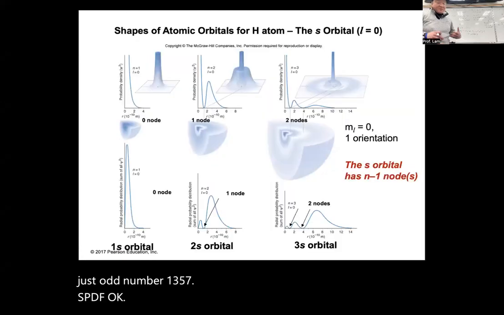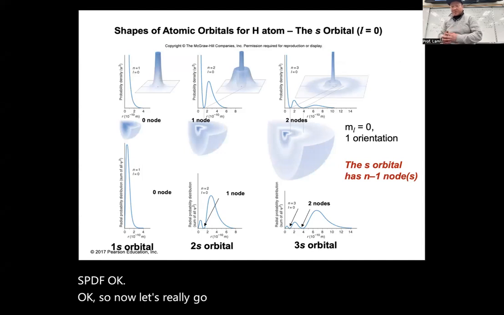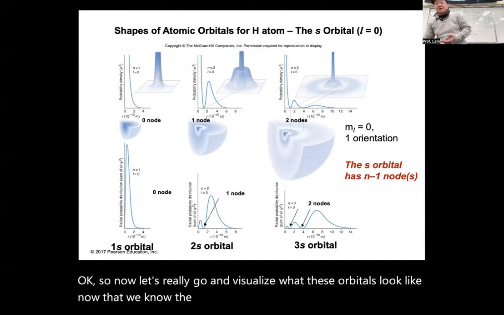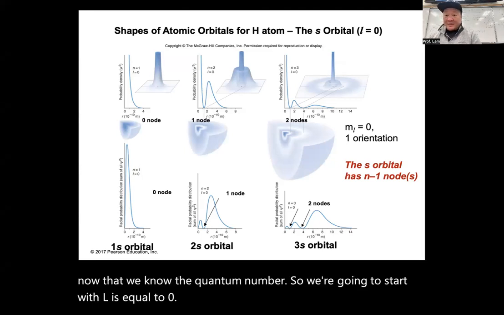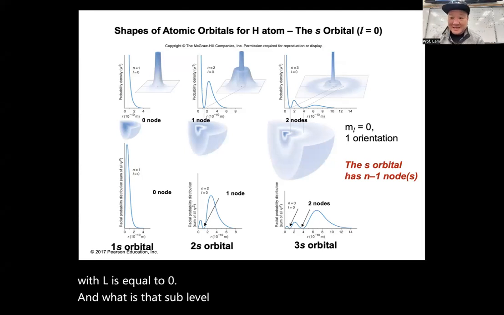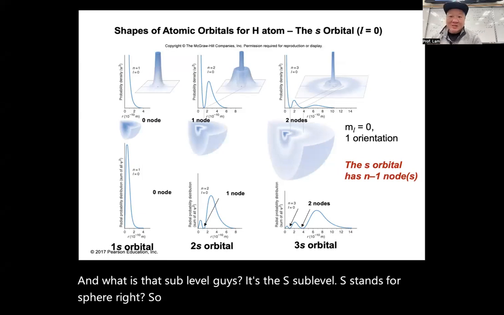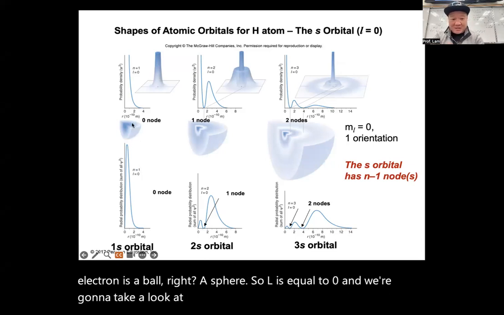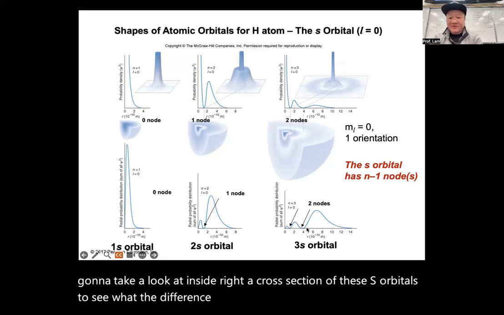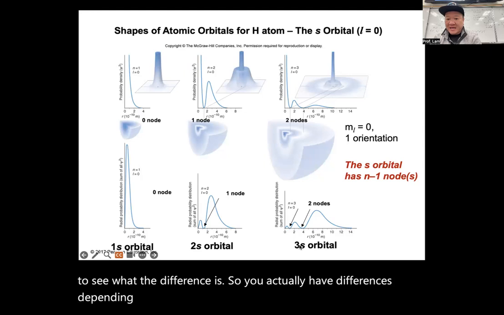Okay, so now let's really go and visualize what these orbitals look like now that we know the quantum numbers. So we're going to start with l equal to 0. And what is that sublevel, guys? It's the s sublevel. s stands for sphere, right? So the 3D region of space where you can find that electron is a ball, right? A sphere. So l is equal to 0. And we're going to take a look inside, a cross section of these s orbitals to see what the difference is. So you actually have differences depending on what n is.